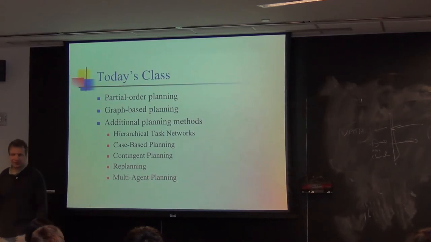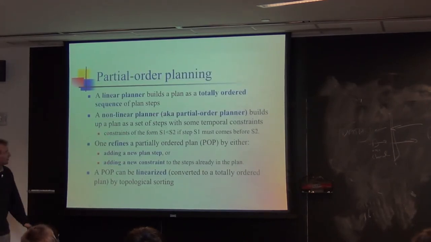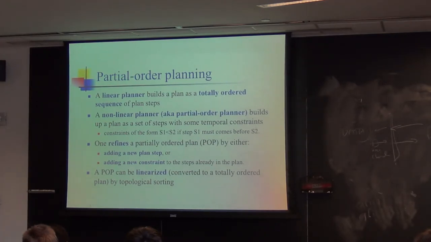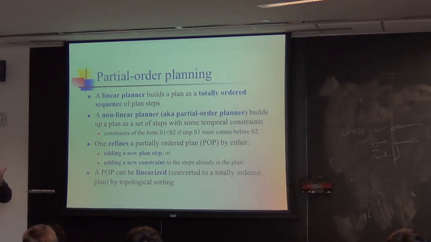Okay? All right. So let's pick up here. As we said, we talked about linear planners, and we built up these totally ordered sequences of plan steps, totally ordered meaning that each step is in sequence after the other. Now we're talking about an approach where we use a nonlinear planner, which builds a plan as a set of steps with some temporal constraints. Note that if there's no obvious reason to sequence actions, they can stay unordered in the plan. And if you really need a totally ordered plan, you can always turn a partial order into a totally ordered plan by inserting some precedence constraint arbitrarily between unordered ones.